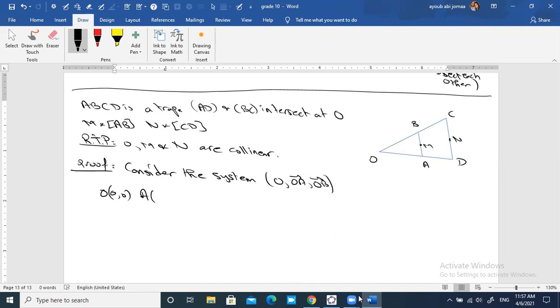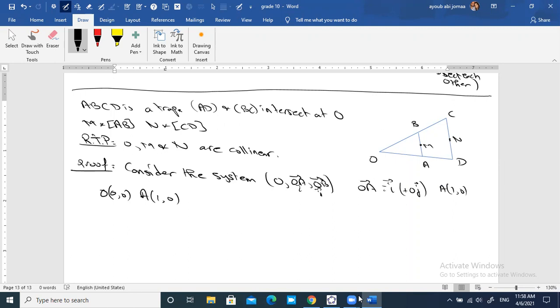1, 0. Can you explain? Yes, because it's on the x-axis. It's on the vector I. This is I, and this is the vector J. OA is equal to I plus 0J, of course. That means that point A has coordinates 1, 0.